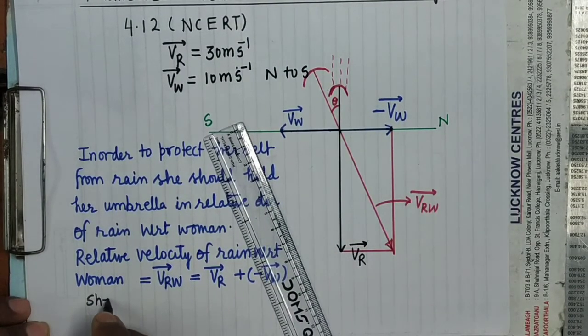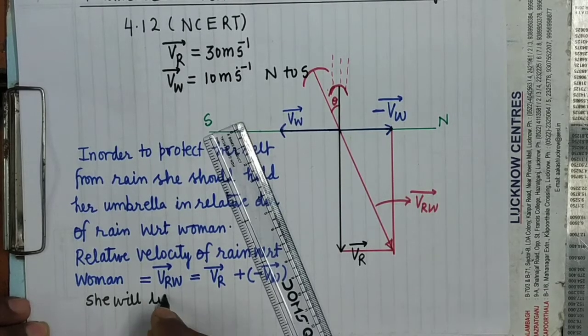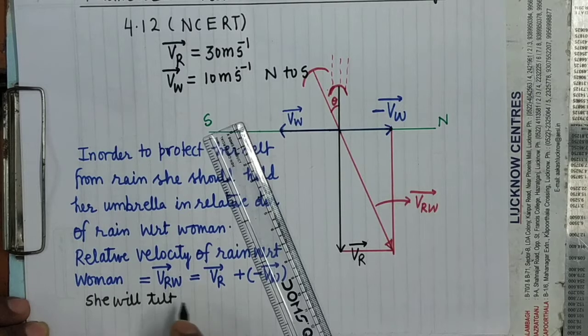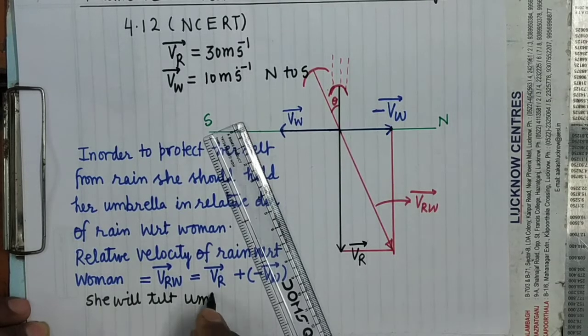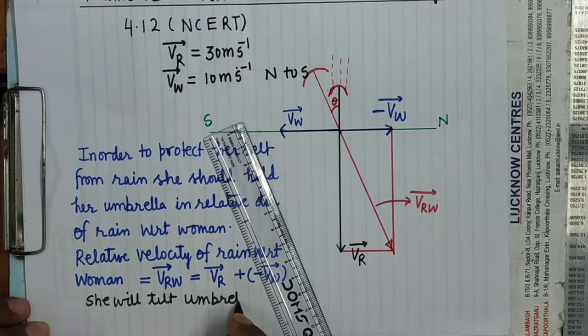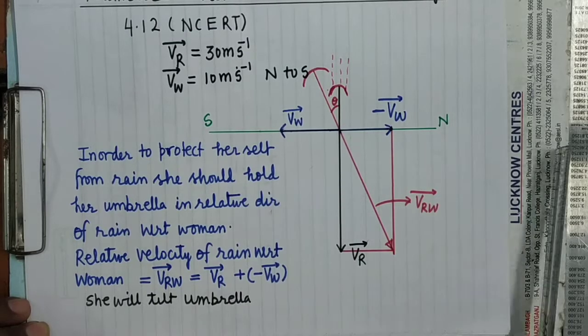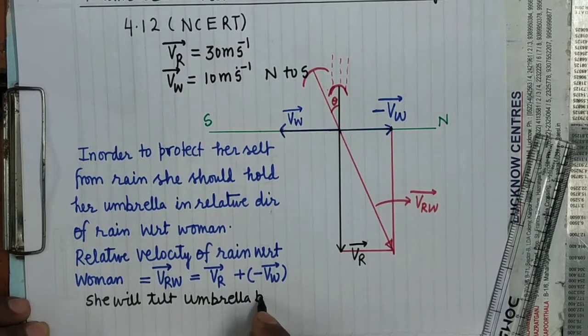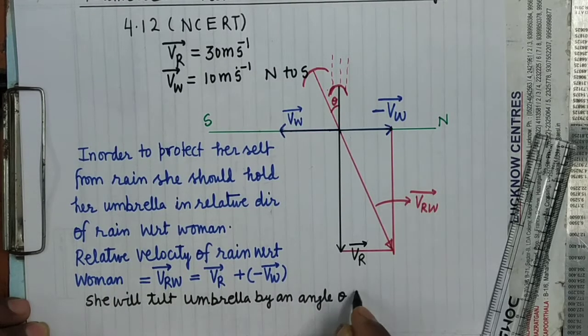She will tilt umbrella by an angle theta from vertical.